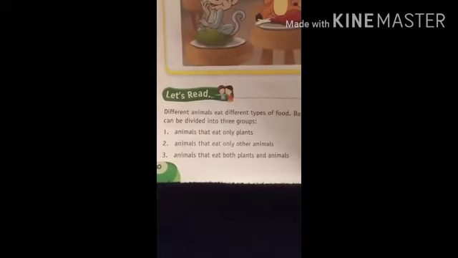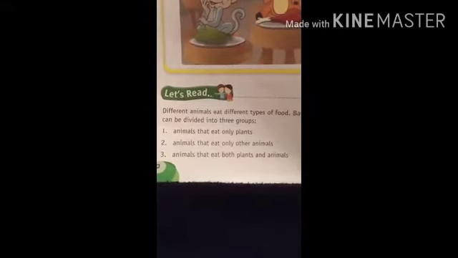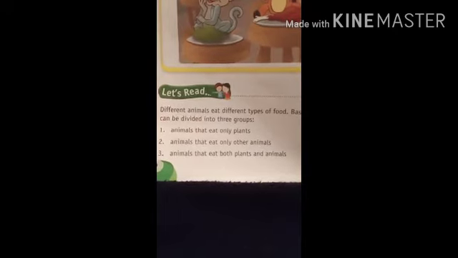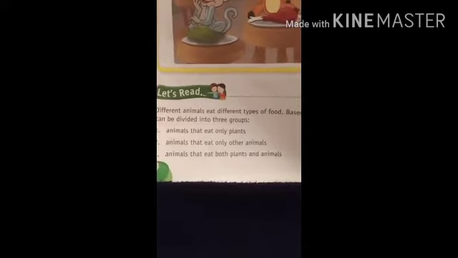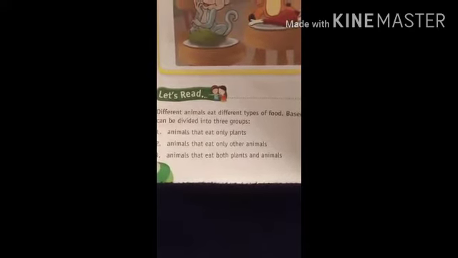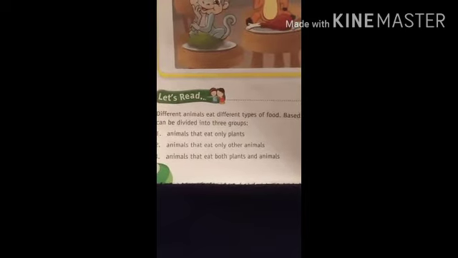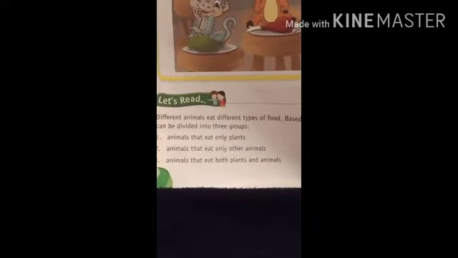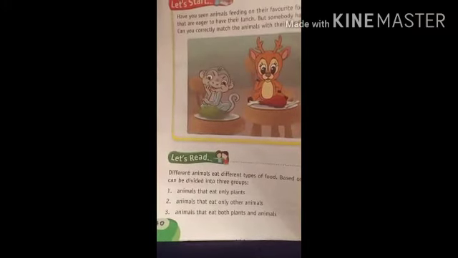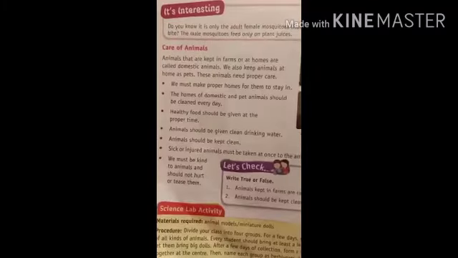Let me remind you again. Animals that eat only plants are called, what was the answer? They are called herbivores, okay? And animals that eat only other animals are called what? Carnivores. And animals that eat both plants and animals are called omnivores. You should keep all this in mind, okay? That is all about the food habits of animals, which are divided into three groups.